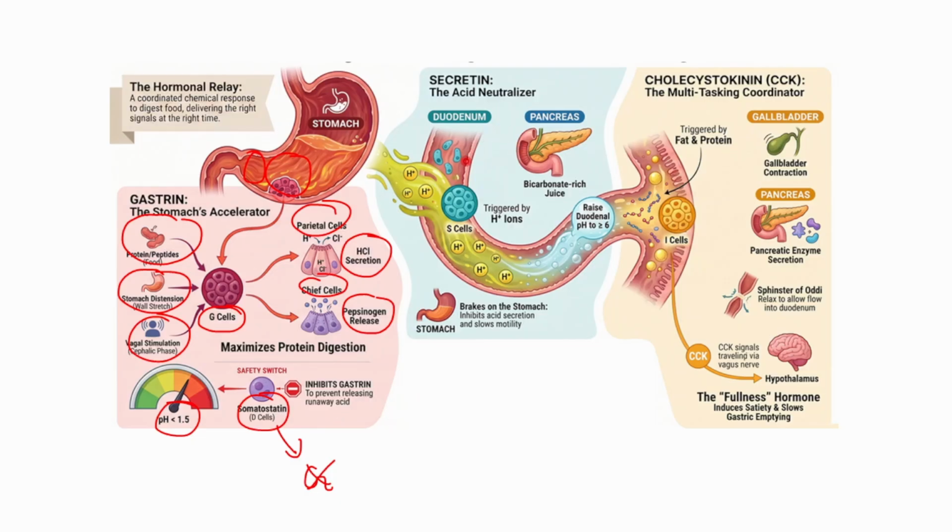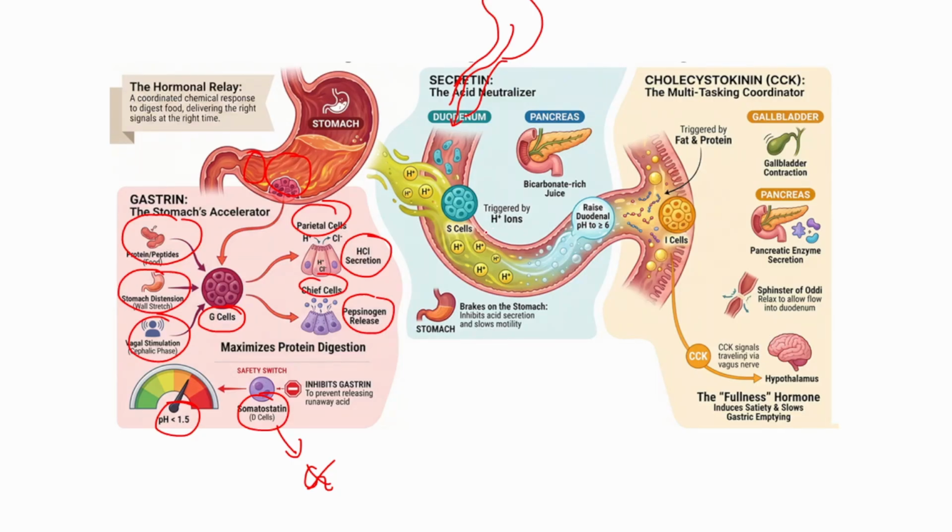Secretin is produced by the S cells in the duodenal mucosa. Its single most important trigger is acid, specifically the arrival of H+ ions in the duodenum as gastric chyme enters. You already know the stomach terminates at the duodenum. So the chyme from the stomach falls into the duodenum, and thus the duodenum gets flooded with protons, or hydrogen ions.